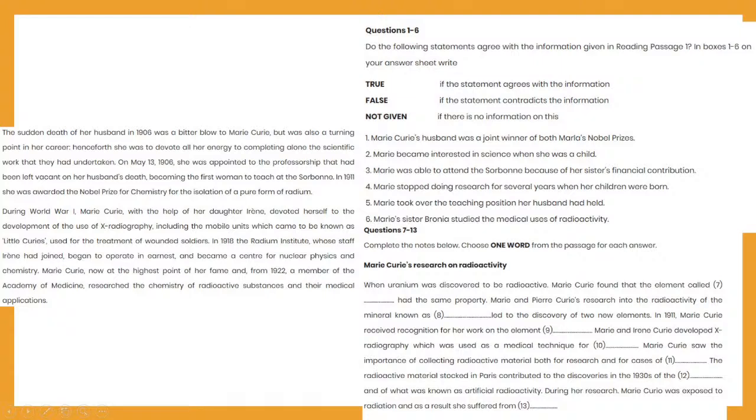In 1918, the Radium Institute, whose staff Irene had joined, began to operate in earnest and became a center for nuclear physics and chemistry. Marie Curie, now at the highest point of her fame and from 1922 a member of the Academy of Medicine, researched the chemistry of radioactive substances and their medical applications. We have one more answer for question number 11.